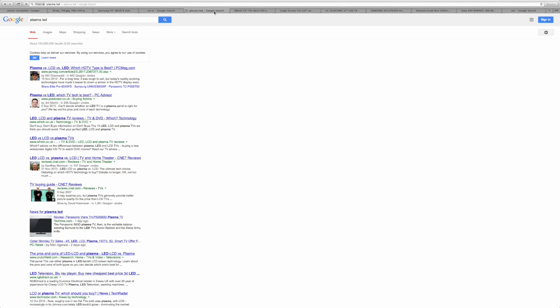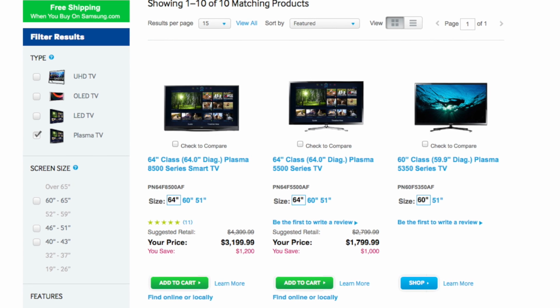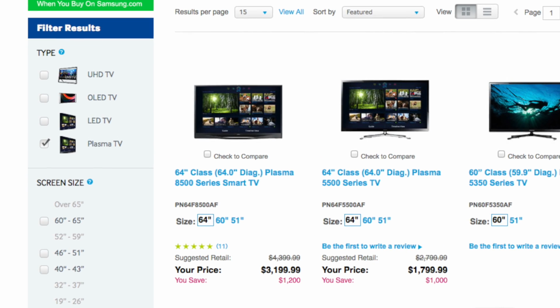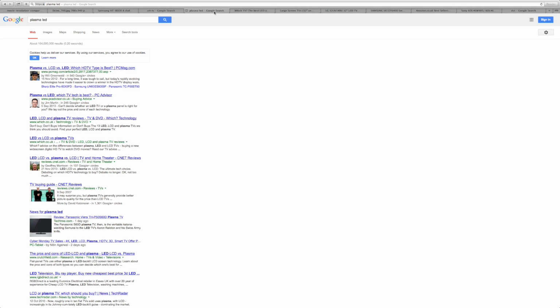It's as simple as that, really, okay? Plasmas are generally cheaper because they're cheaper to manufacture in the larger sizes. So plasmas typically will enter at around the 42-inch and above, okay? And you can pick up some real bargains.